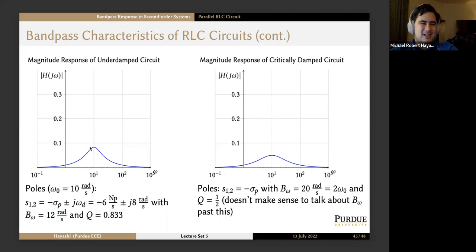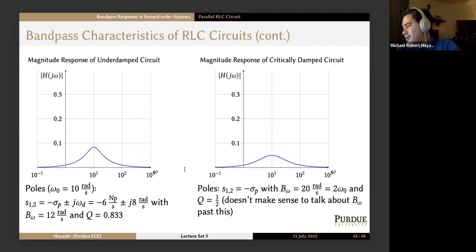Some people don't like talking about bandwidths that are bigger than the center frequency. You might argue that there isn't a nicely defined bandwidth for this circuit. It's too broad, but you could still say its quality factor is 0.833. Engineers disagree about how to phrase these sorts of things with second order circuits.